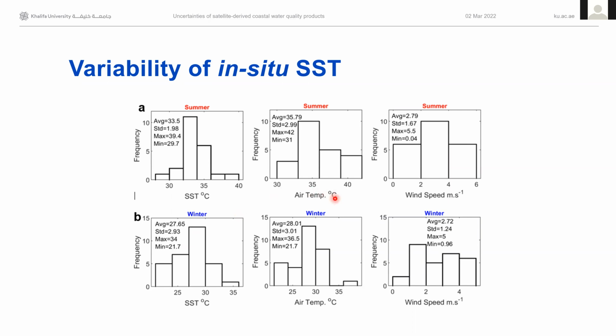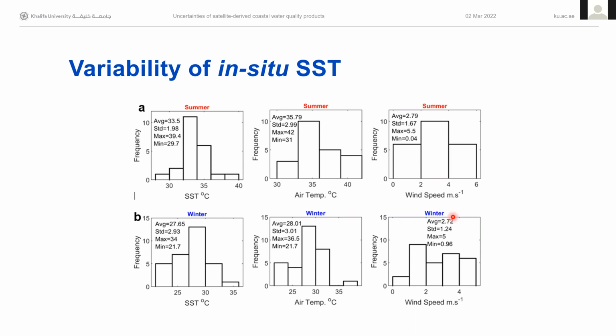Regarding the air temperature, it has an average of 35.79 during summer with standard deviation of 2.9. However, the air temperature is lower, of course, during the winter season, with an average of 28 and standard deviation almost the same as the summer season, which is 3.